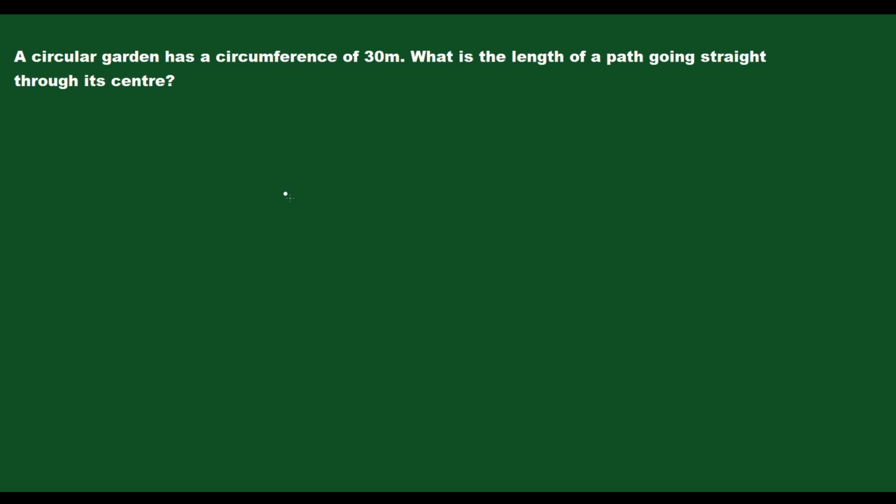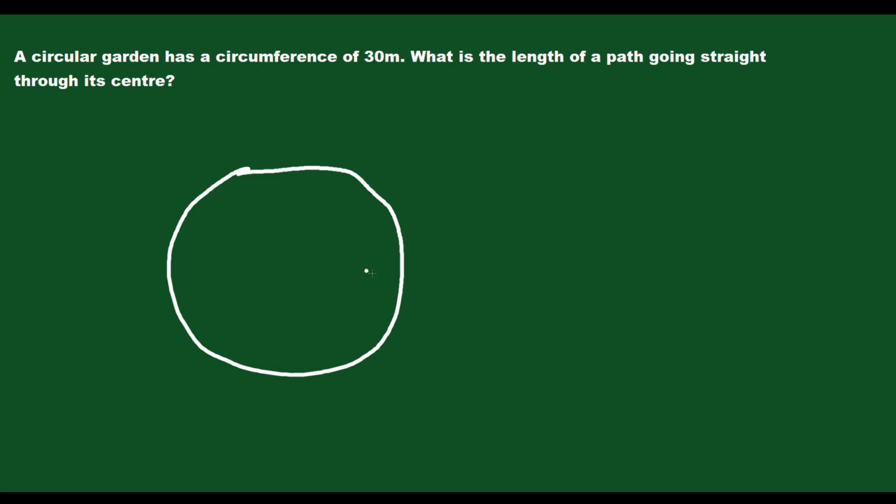Alright, let's work on some word problems. Question 1. A circular garden has a circumference of 30 meters. What is the length of a path going straight through its center? So we can make a rough diagram here of the garden in question. So pretend that's a perfect circle. The garden has a circumference of 30 meters.